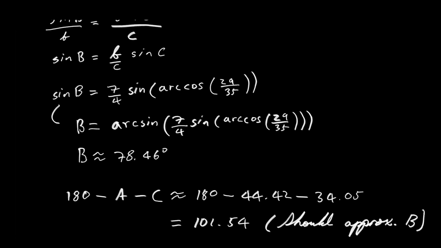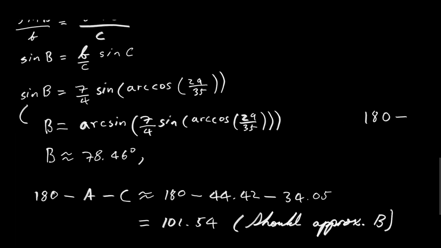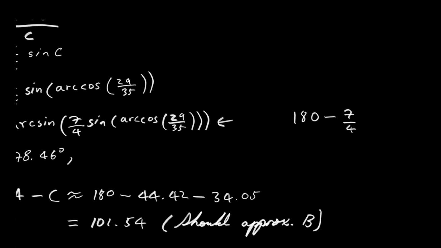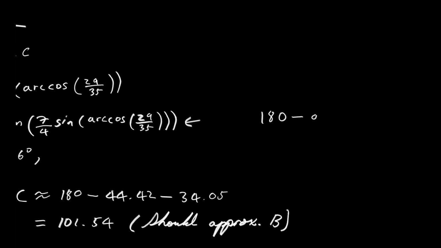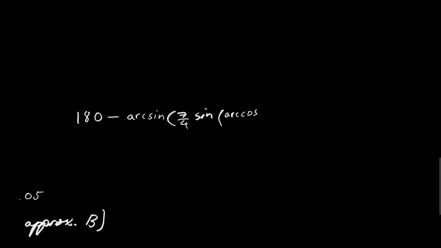So when we did this step, okay, as soon as we did this step, we knew that we needed two values, okay, and the other value that we need, right, is 180 degrees minus, okay, the initial value we got, and I'll use this, okay, so 180 degrees minus the arc sine of 7 over 4, times the sine of the arc cosine of 29 over 35.